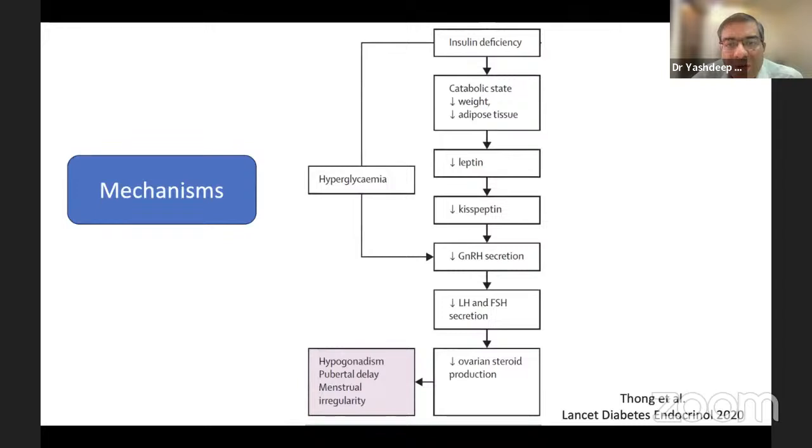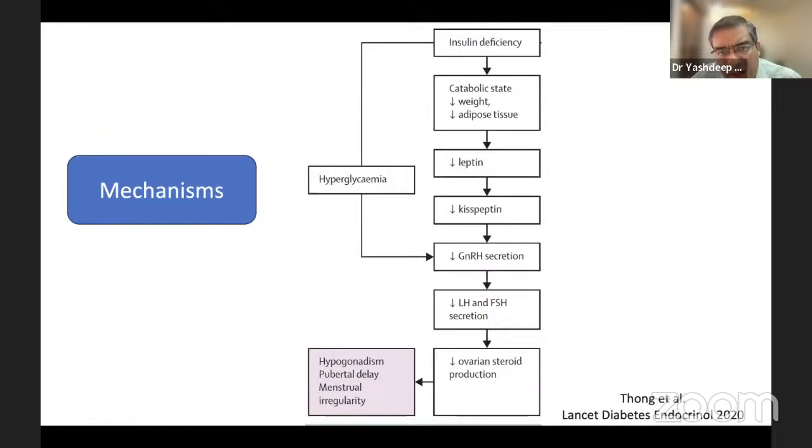Leptin is a stimulator of kisspeptin, and kisspeptin is a further stimulator of GnRH secretion. So as a consequence of decreased leptin, they will have decreased kisspeptin, which results in decreased gonadotropin releasing hormone secretion, due to which there is a decrease in LH and FSH secretion. As we all know, these are the important hormones which stimulate ovarian steroid production. So due to their decrease, the ovarian estrogen goes down, which results in hypogonadism, pubertal delay, delayed puberty, and menstrual irregularities.